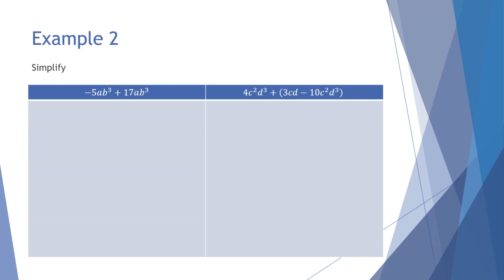So when we simplify, we add the coefficients. Negative 5 plus 17 is 12. And then remember that the variables hang out. We're not multiplying A and B together because they're different letters, so they just hang out there. We don't add exponents there because we're not multiplying these together. We're adding.